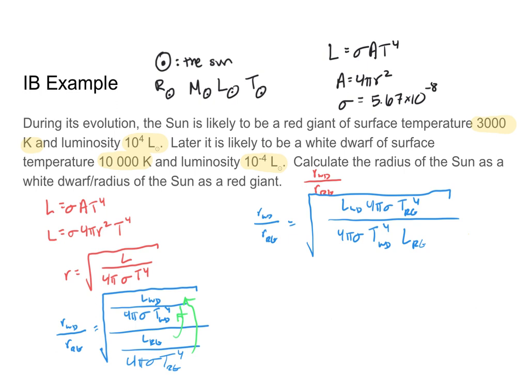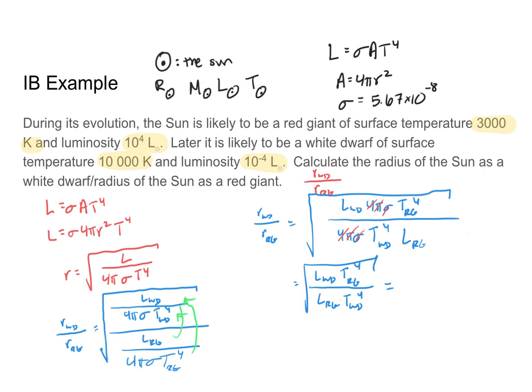And now we're at my favorite step, which is just canceling everything that shows up in both. So 4 pi and sigma can go away, and I get that the ratio between my two radii is my luminosity as a white dwarf times my temperature as a red giant to the fourth, divided by my luminosity as a red giant times my temperature as a white dwarf to the fourth, square root.